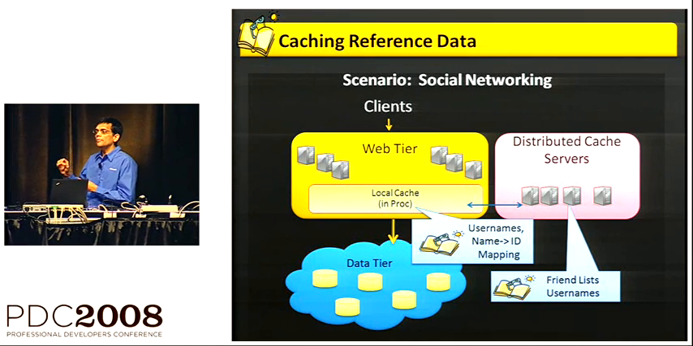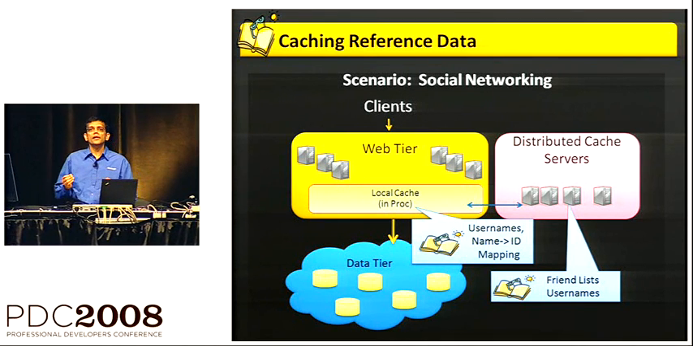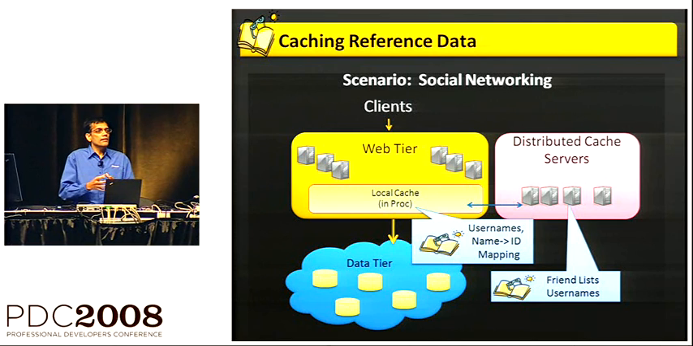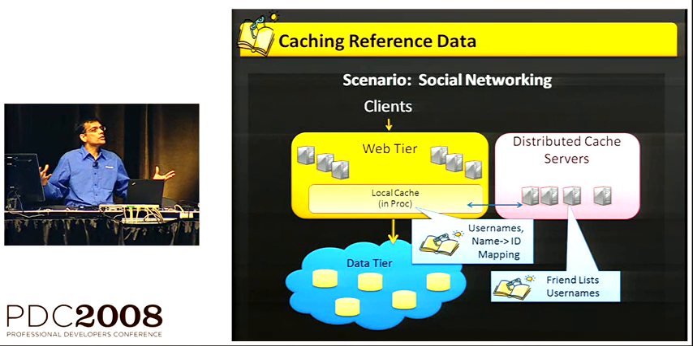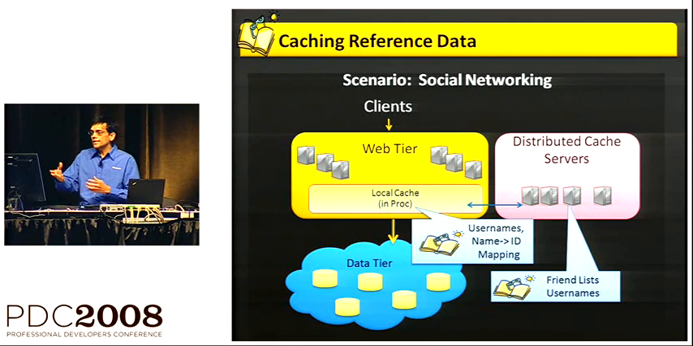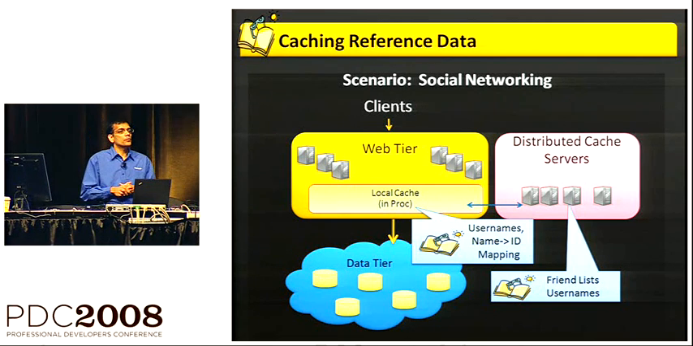And the key property of reference data is that it's primarily read-only. It's written very infrequently, maybe once a day or maybe once in a few weeks. But the scale requirement is that you should be able to handle a large number of read requests on this smaller piece of data. And let's take a classic scenario, a social networking scenario.